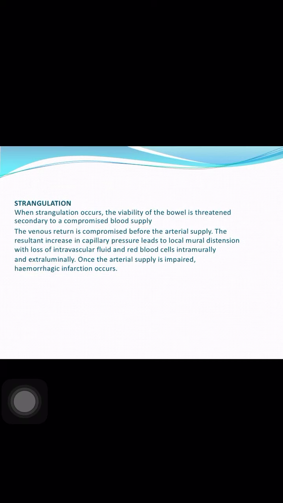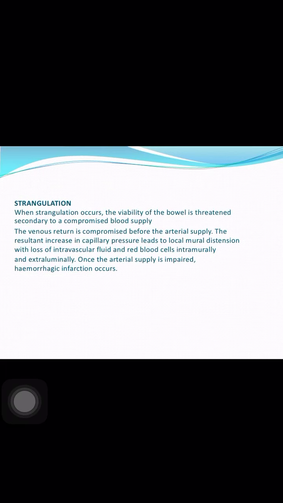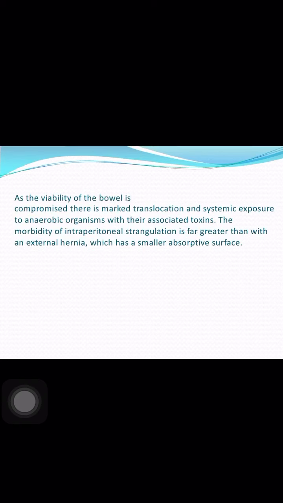The venous return is compromised before the arterial supply, وهذا معروف يعني البريشر بالارتري أكثر من الفينس, ولذلك الفينس راح ينسد قبل الارتري. The resultant increase in the capillary pressure leads to local mural distension with loss of intravascular fluid and red blood cells intramurally and extraluminally. Once the arterial supply is impaired, hemorrhagic infarction will occur. راح يصير hemorrhagic infarction to the bowel. Viability of the bowel is compromised.